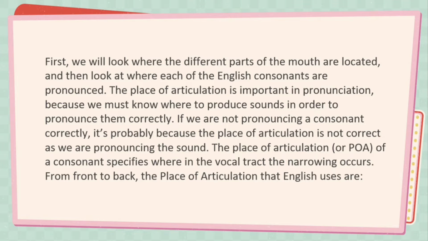The place of articulation is important in pronunciation because we must know where to produce sound in order to pronounce them correctly. If we are not pronouncing a consonant correctly, it's probably because the place of articulation is not correct as we are pronouncing the sound.